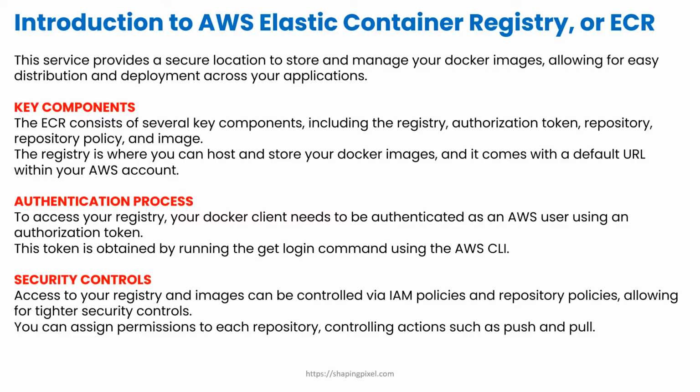To access your registry, your Docker client needs to be authenticated as an AWS user using an authentication token. This token is obtained by running the get-login command using the AWS CLI. Access to your registry and images can be controlled via IAM policies and repository policies, allowing for tighter security controls. You can assign permissions to each repository, controlling actions such as push and pull.